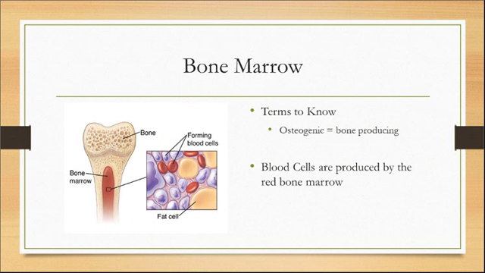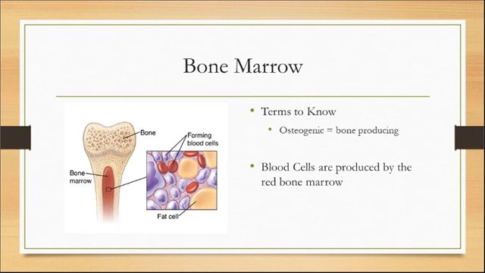Bone marrow. Okay, so bone marrow is important. A couple of terms to know here. Osteogenic means bone producing. That is a word I want you to remember. Blood cells are produced by the red bone marrow, and that's another important tidbit to remember on how important our bones are to our body as a whole.